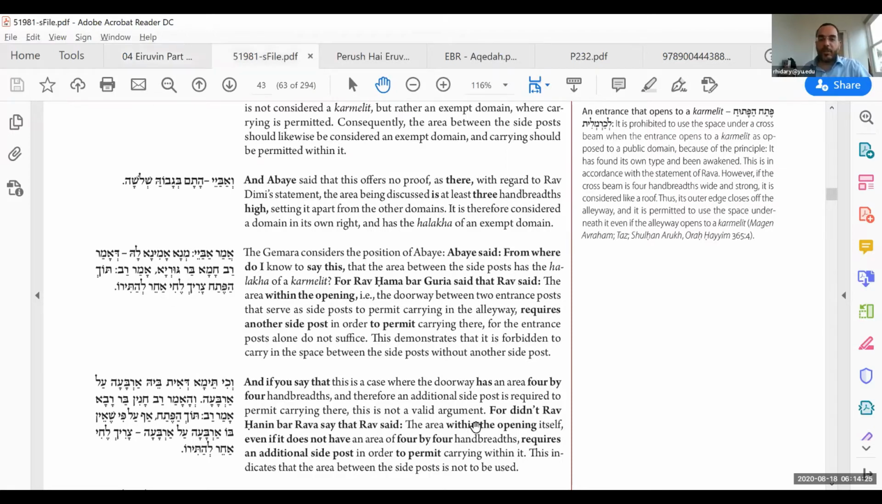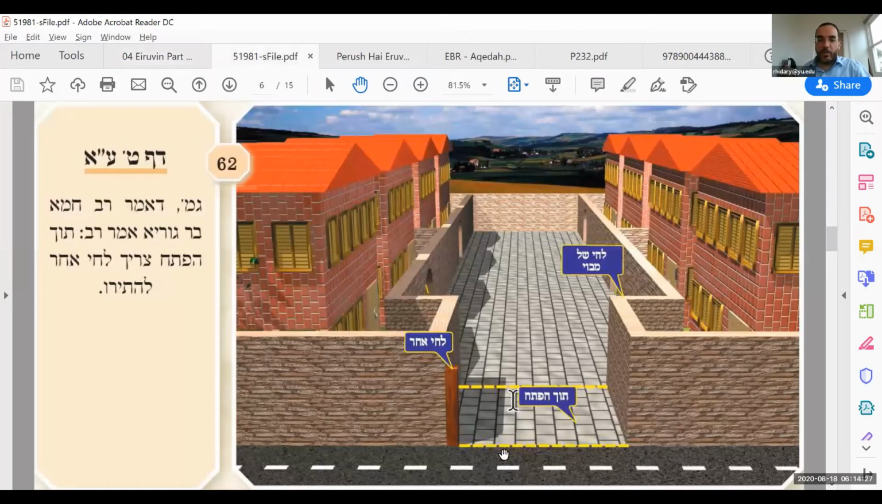If you have a case like this where you have a large foyer area, here's the main mavoy, but unlike a usual case where the walls go straight, here the walls come inside. Now this wall that juts in is itself a lechi, right? Because here's the main part of the mavoy, and this is considered a lechi for the mavoy. So if you only had this, that would be okay to carry in this area.